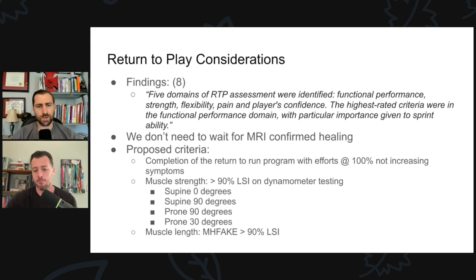And then if we're looking at muscle length performance, so the max hip flexion, active knee extension, greater than 90% of the other side. So maybe they have 30 degrees of knee flexion on one side and 27 or 28 on the involved side. That would be a number that I think would be pretty good. So I think here we're combining the actual sporting with the sprinting, our muscle strength and our muscle length.